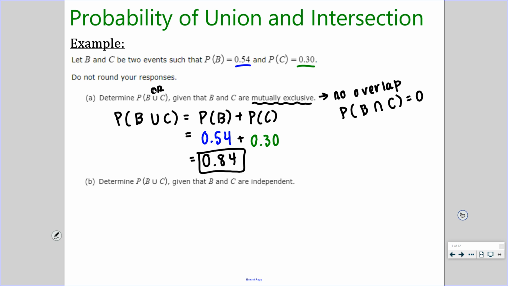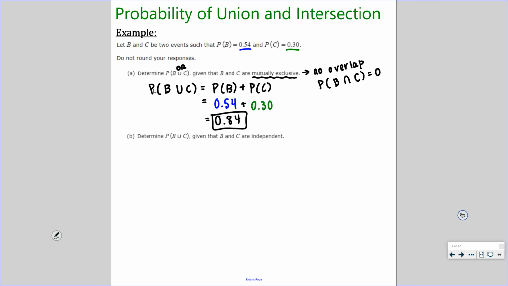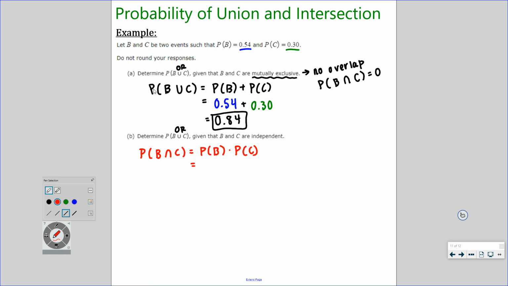This one is kind of like the last one. This time we don't know if they're mutually exclusive. We just know that they're independent. That doesn't mean that there can't be overlap. That just means that the outcome of the first one does not affect the outcome of the second one. So I still want to find the probability of or, but first I'm going to have to figure out if there is an overlap. Is there an intersection here? Just like we did on the last one, since these are independent, you can just do the probability of B times the probability of C.